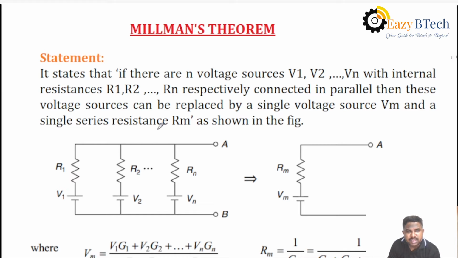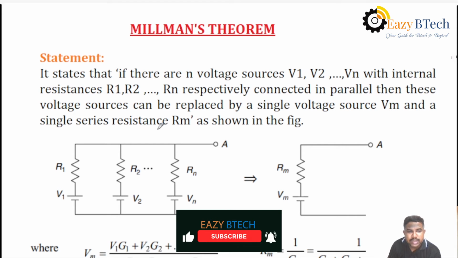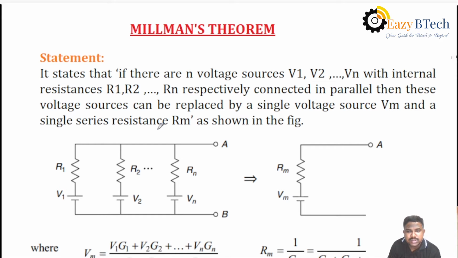That is, in the given circuit, if there are a number of sources along with internal resistances, all connected in parallel, then that circuit can be transformed into an equivalent circuit with a single source along with a series resistance. That voltage source is called Vm, Millman's voltage, and the resistance is called Rm, that is Millman's resistance.